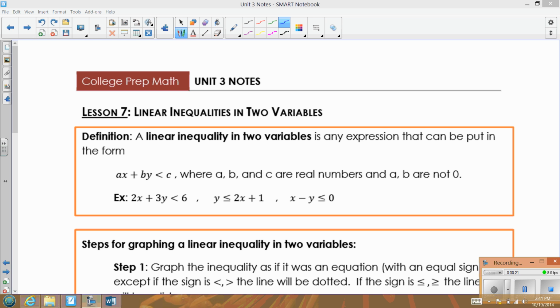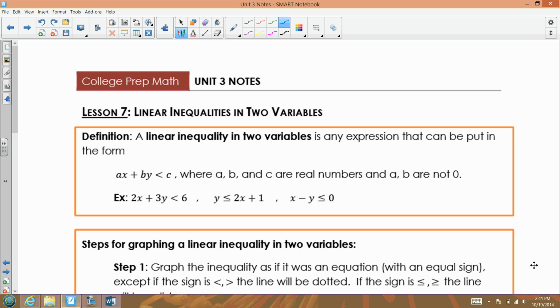So first thing is a definition here. A linear inequality in two variables is any expression that can be put in the form ax plus by is less than c, where a, b, and c are real numbers and a and b are not equal to 0. So there are some examples here. 2x plus 3y is less than 6. y is less than or equal to 2x plus 1. x minus y is less than or equal to 0. So those are just a couple examples.